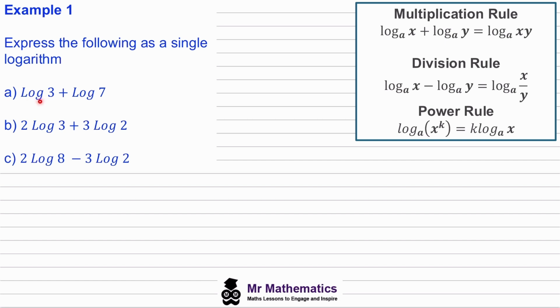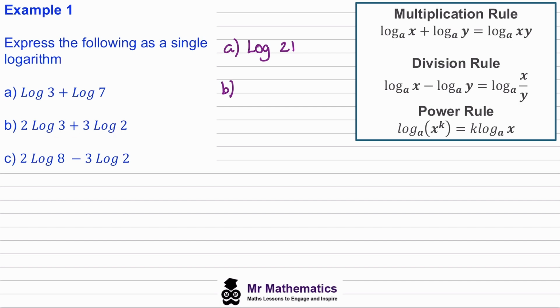So we're going to write the log of 3 plus the log of 7 as a single log. And you'll notice that there's no base here. When there's no base included, it is by default log to the base 10. So because the bases are the same, we can use the multiplication rule, where the 3 would be in the x term, the 7 would be the y. So with a single log, this would be log to the base of 10 of 3 times 7, which is 21.